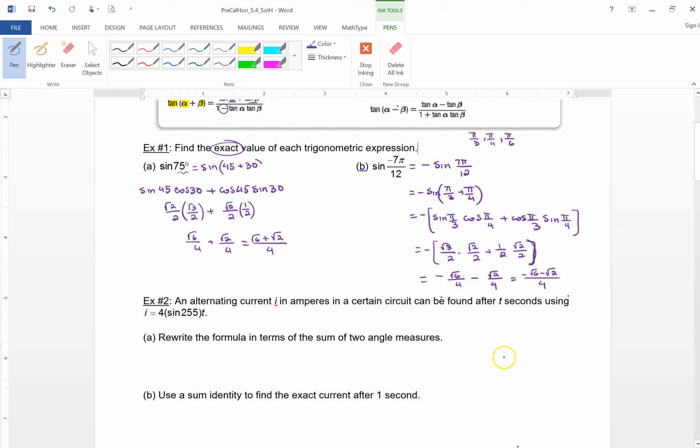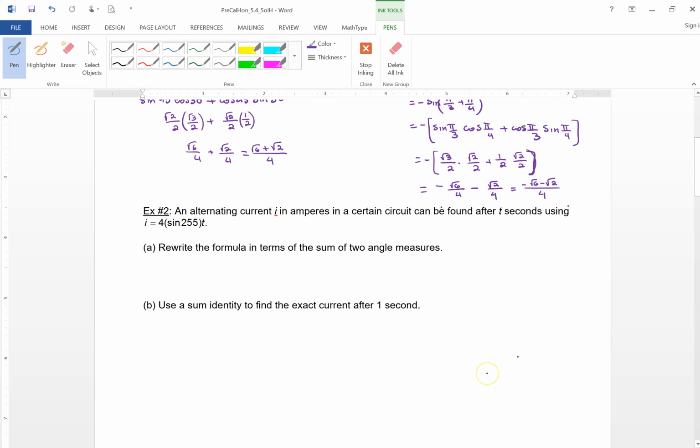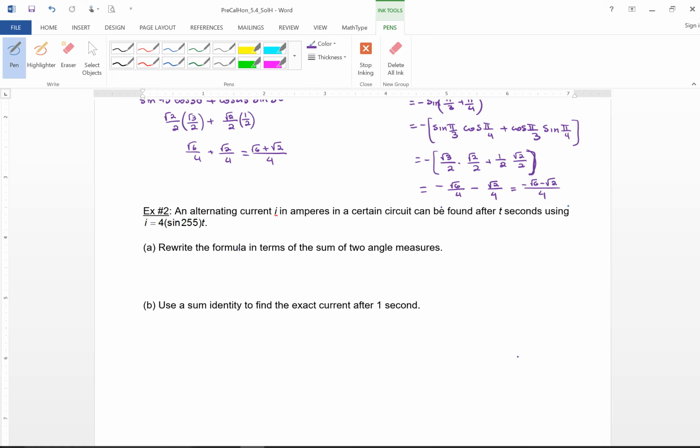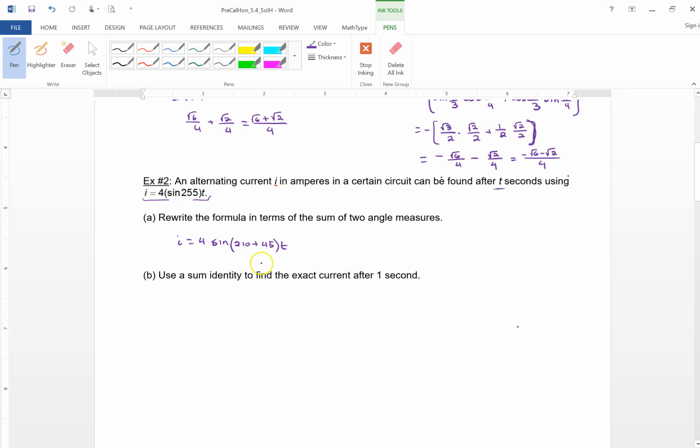Okay. Here, you have an alternating current I in amperes. That's the unit for current, right? Amps. In a certain circuit, and it can be found after t seconds using this equation. Now it says rewrite the formula in terms of the sum of two angle measures. So this is I equals 4 sine of, what's 255? It's 210 plus 45 t. So that's all for part A.